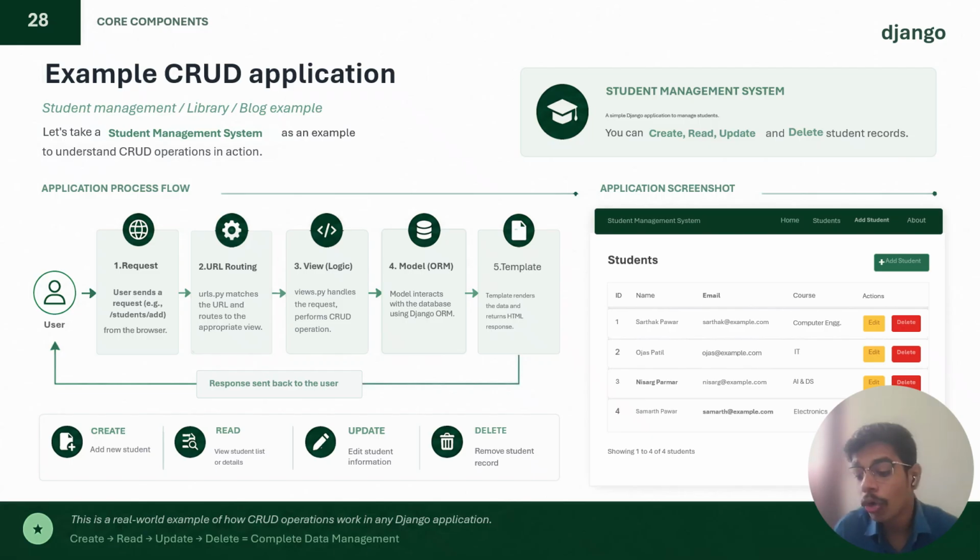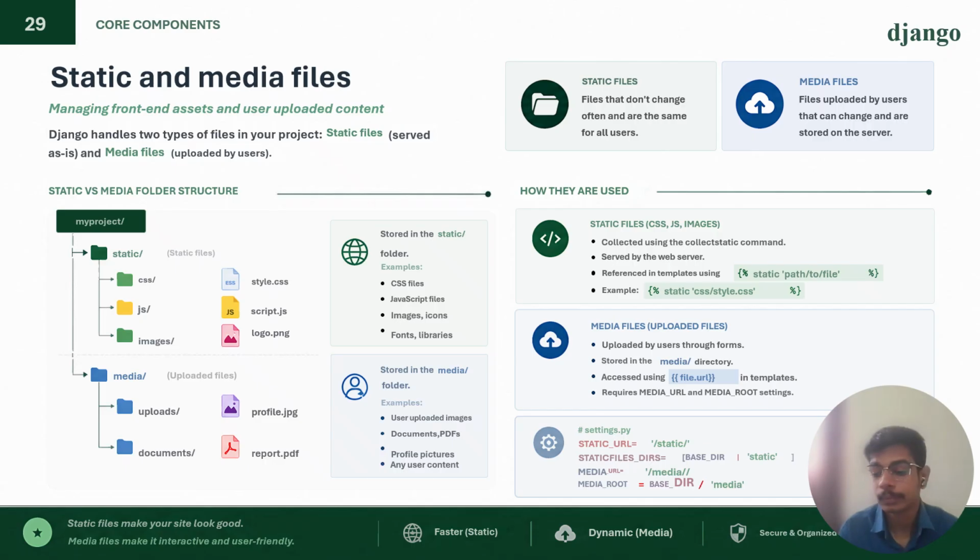Besides managing the data, Django also manages project files. Let's understand static and media files. These files are stored inside a static folder. Media files are uploaded by the users, for example profile pictures, documents, resumes, and PDFs. Keeping these files separate makes projects more organized, secure, and easier to manage.